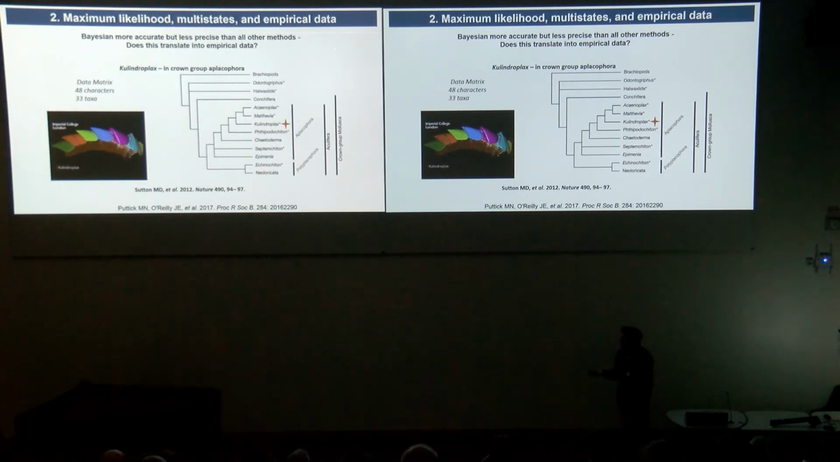Given these simulation results, we wanted to see if this transferred to real-world data. So we took this matrix from Sutton et al. from a few years ago, and they were interested in this taxon, and in their analyses, it fell out as a crown group mollusk. So we wanted to see, given our different ways of analysing this, do these results hold? This matrix had 48 characters and 33 taxa, so this is comparable with the smallest matrices we used.